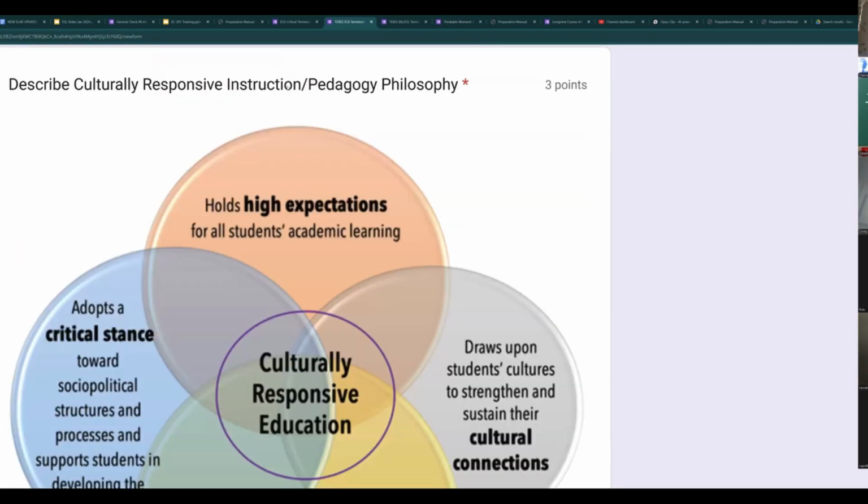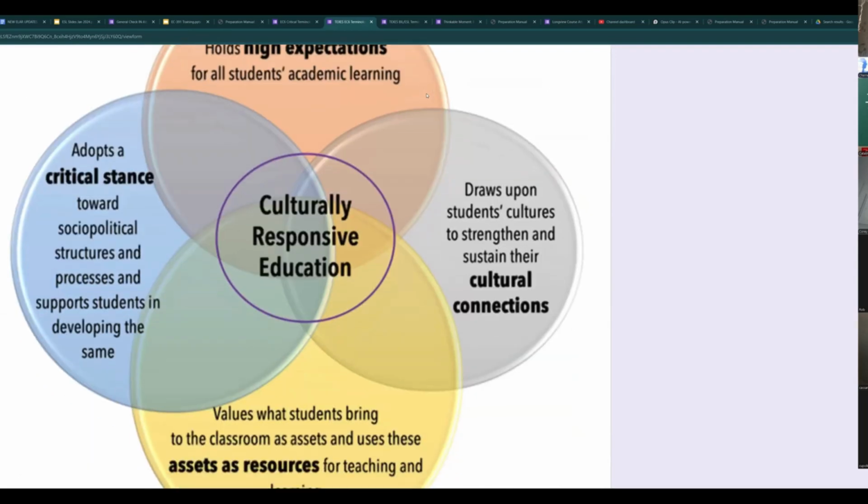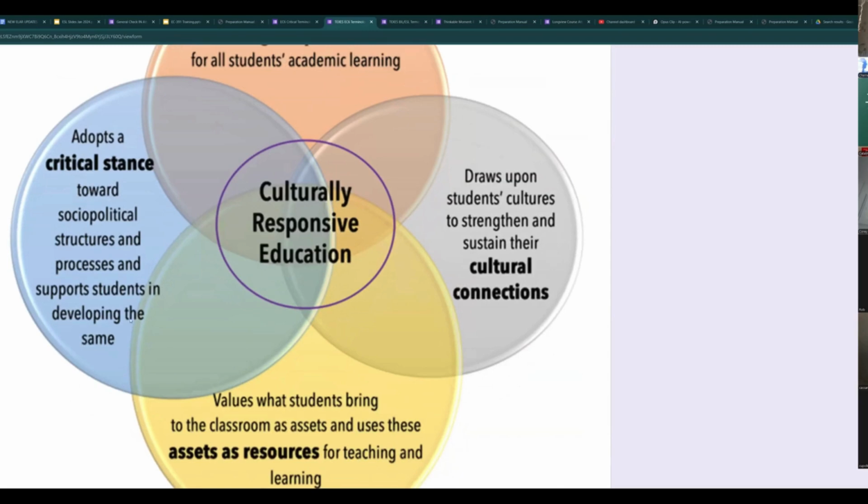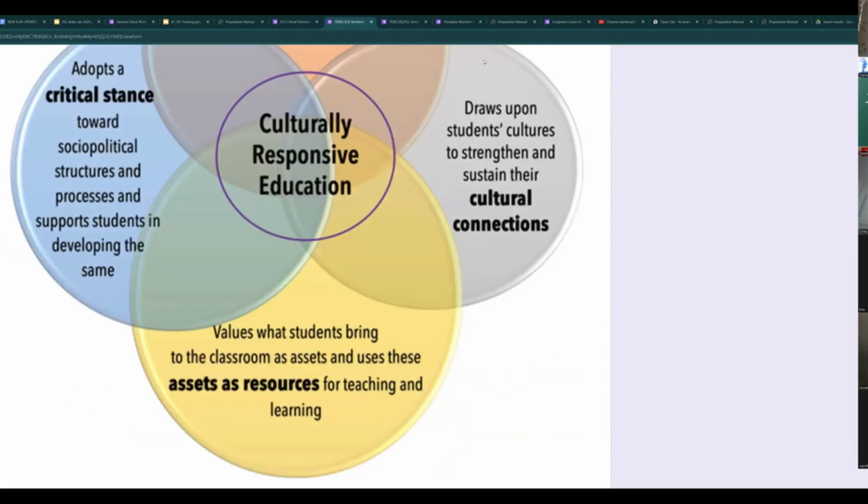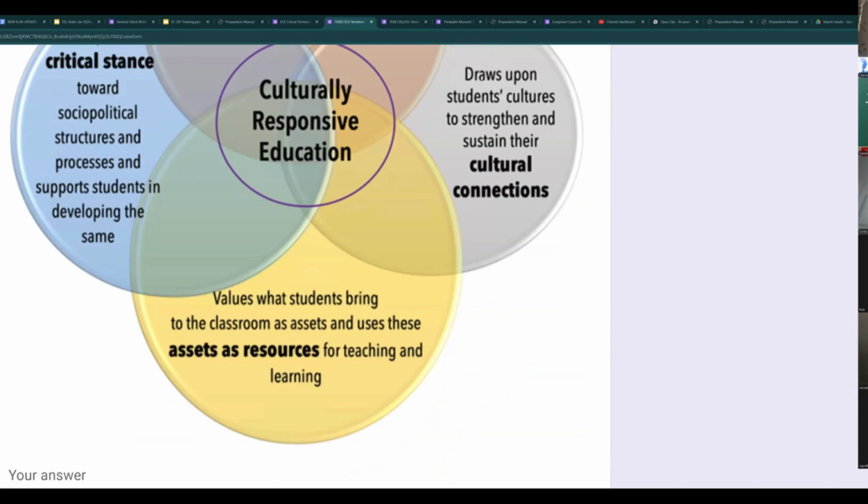Again, describing that culturally responsive instruction. This is it. I think I covered this yesterday with you guys. We're drawing on the culture of the students. We're pushing back on negative narratives too. They don't say that here, but you can certainly do that. You're pushing negative narratives back into a little hole where they belong, at the bottom of the ocean.